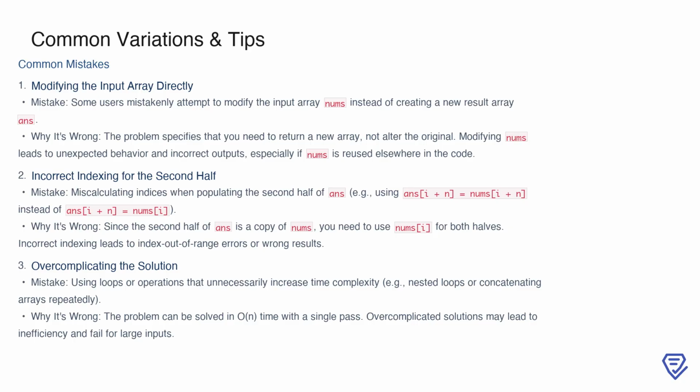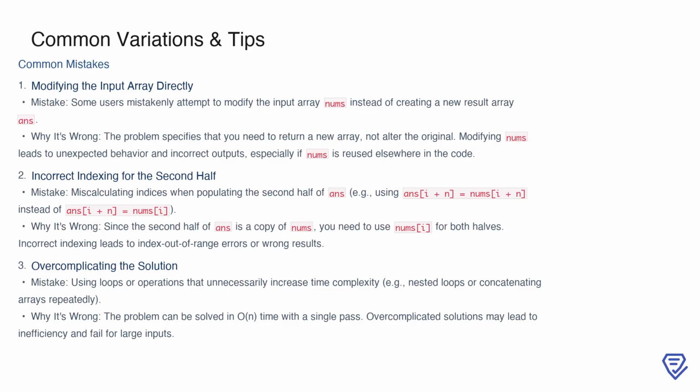Another frequent error involves incorrect indexing when populating the second half of the result array ans. Remember, the second half is intended to be a copy of nums, so each element of nums should be used directly. Miscalculations here, like using nums[i + n] instead of nums[i], can lead to index out-of-range errors or wrong results.